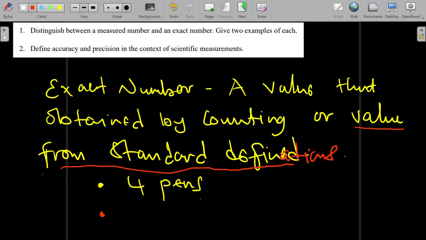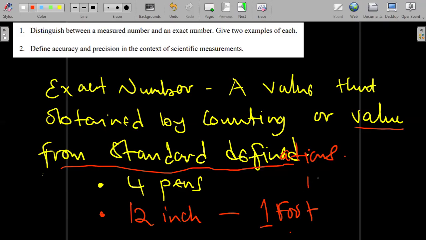For example, we know that 12 inches make up 1 foot. So this 12 inches making up 1 foot is an exact number, because it's obtained from a definition.